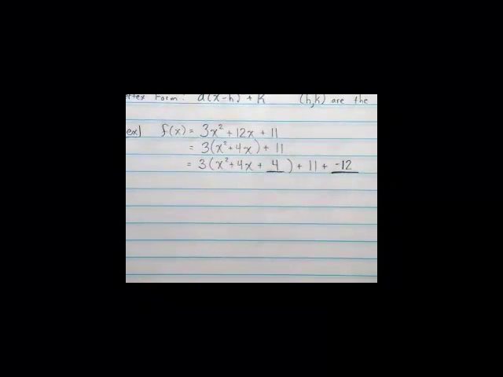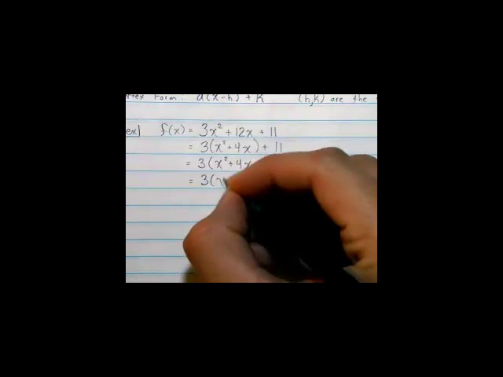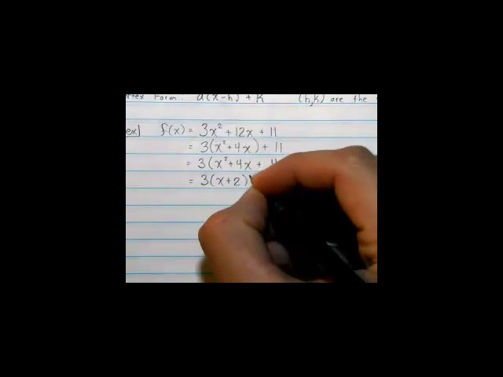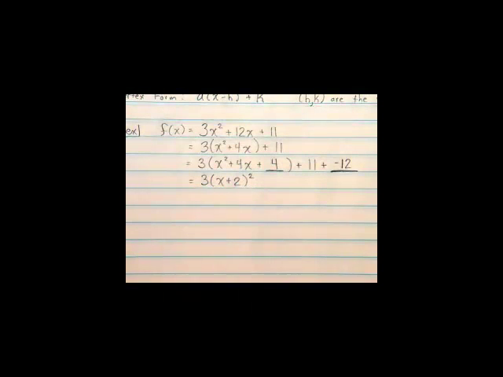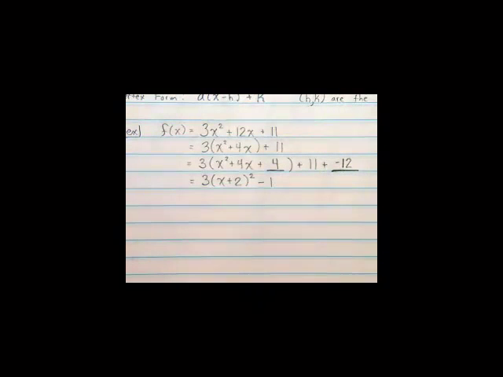Okay, and so now I can simplify up a little bit. First of all, x squared plus 4x plus 4, what is that written as a perfect square? X plus 2 squared, right? So 3 times (x plus 2) squared. And then I've got this plus 11 minus 12. So what's that? Minus 1. And voila, I have it in vertex form.